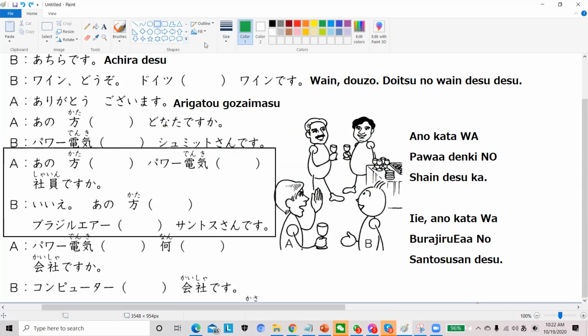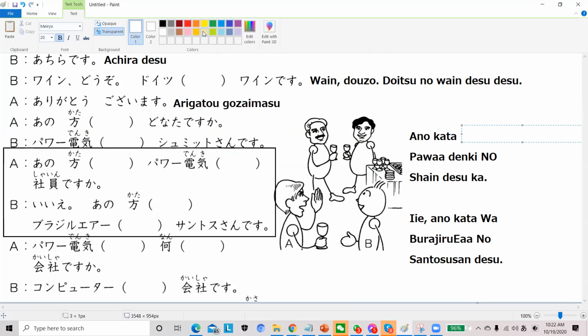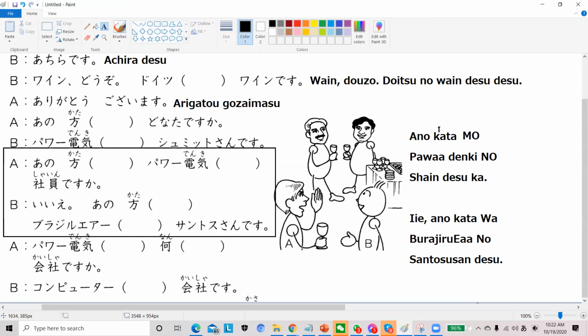So that's the reason here the particle that we are going to use instead is mo. Wakarimasu ka? Wakarimasu ka, Pamela? Hi, Sensei. Okay, hi. So that's the reason here the mo. If you're going to answer, don't say right away, ano kata wa? Analyze first the next statement and the previous statement. From there, you will have the idea.